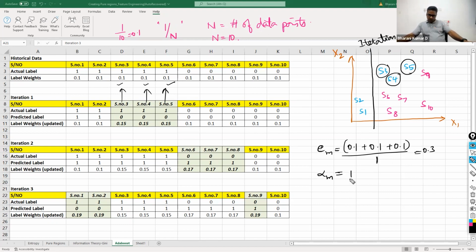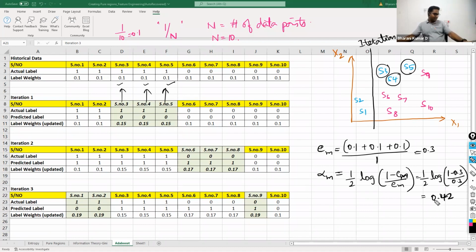Okay. This alpha formula is half into log of (1 minus En) divided by En, which is nothing but half into log of (1 minus 0.3) divided by 0.3. When you solve it, you get 0.42. Don't assume that I'm doing super fast calculations. These are the numbers which are already written.